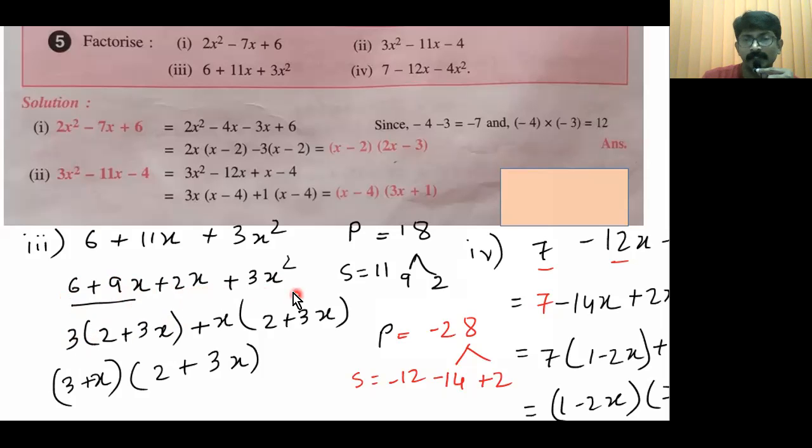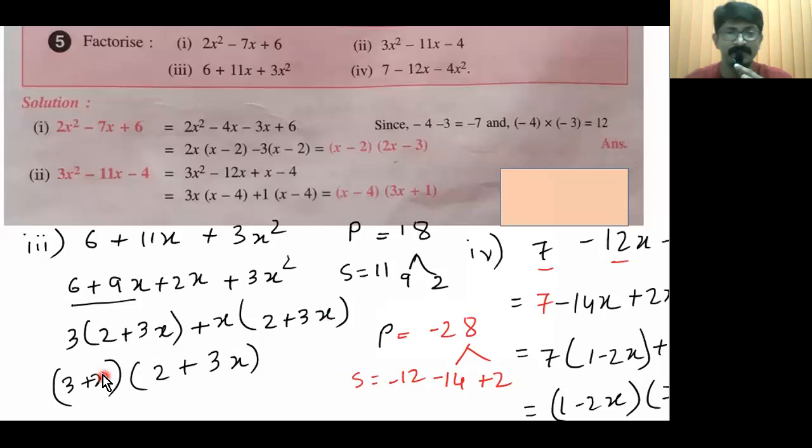Now 2x and 3x square, what can be taken out common? Of course, only positive x. So plus x outside, 2 over here, and from 3x square, if we take out positive x common outside, we are left with only positive 3x. Now 2 plus 3x and 2 plus 3x can be taken out common. So what is left over? 3 plus x. Isn't it a very, very simple sum?